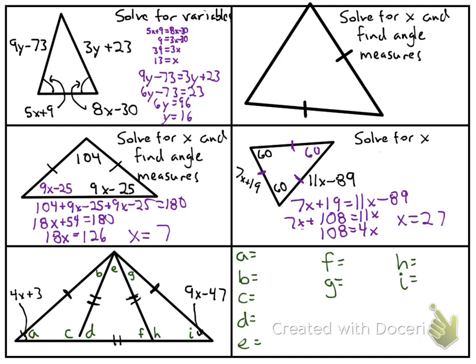For our last one, we need to find all of these different values, but what we're going to start with is the fact that we have an isosceles triangle with this side and this side that makes the bottom right angle and the bottom left angle congruent. So that means 4x plus 3 is equal to 9x minus 47. Subtract, we get 5x. We add 47, we get 50. And we eventually get x equals 10. That's important because we substitute the 10 into 4x plus 3. A becomes 43. I becomes 43.